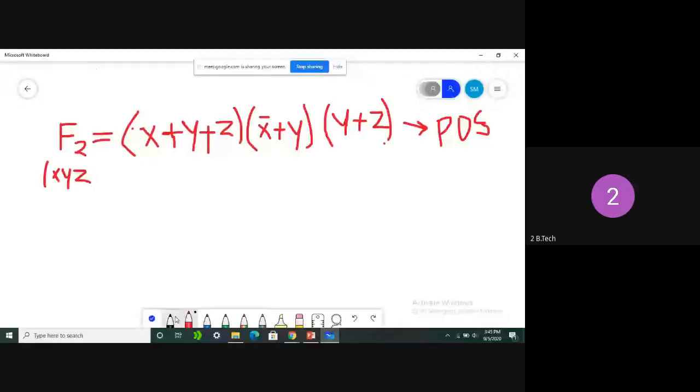In the second term, we are missing the Z term. In the third term, we are missing X. So to get the standard form, what do we need to do here? To convert to standard POS.